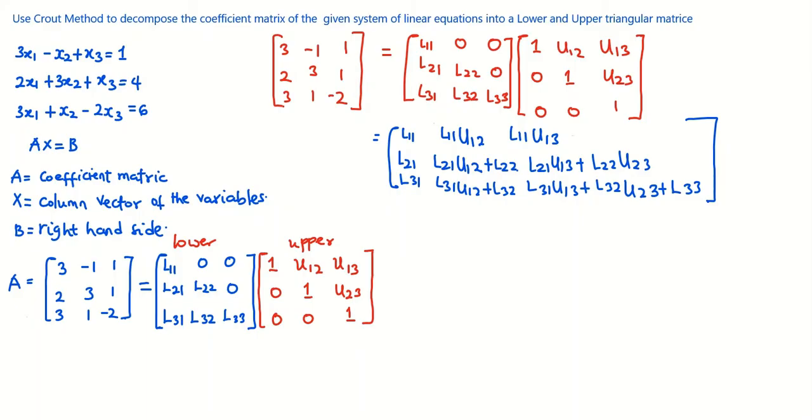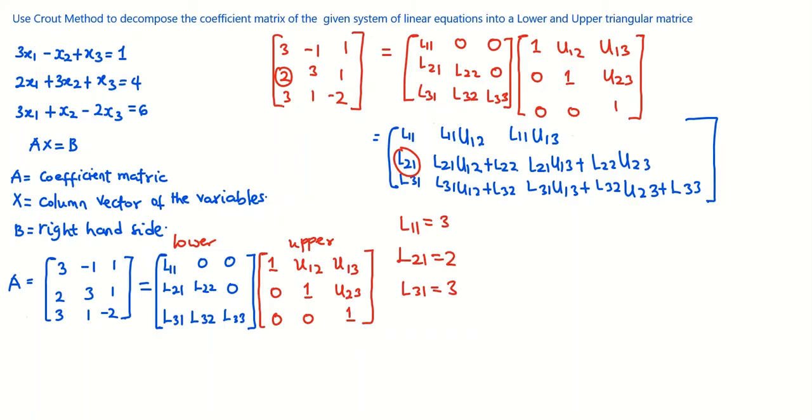So what you're going to do is compare this to the matrix A, which is the coefficient matrix, and compare the terms. When you look at this resultant matrix, you see that it corresponds to this element 3 here in the matrix A. So you're going to say that L11 will be equal to 3, and then L21 will correspond to 2. So L21 is equal to 2, and you're going to get L31 to be equal to 3.